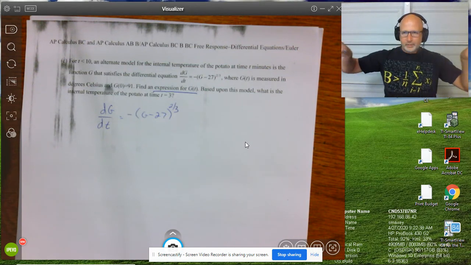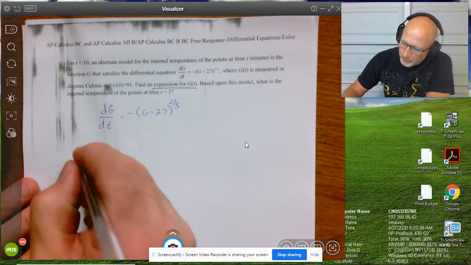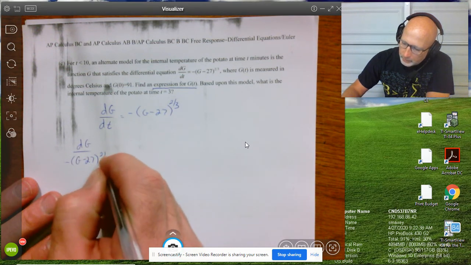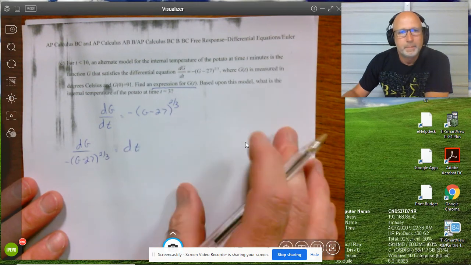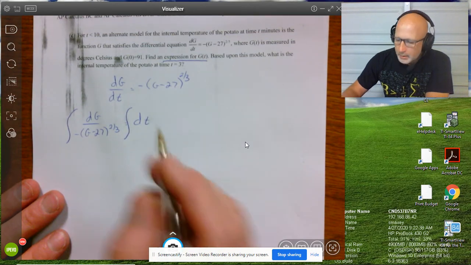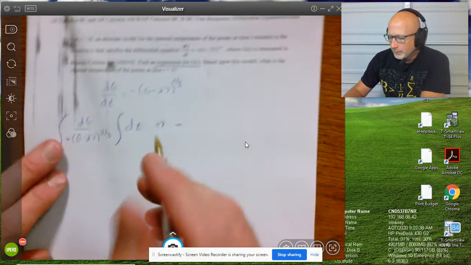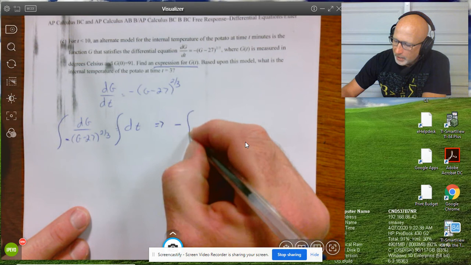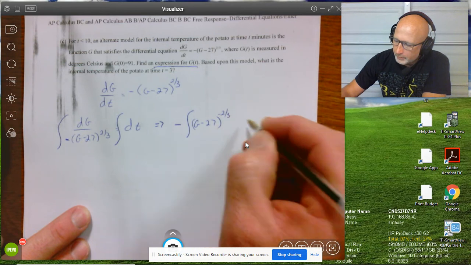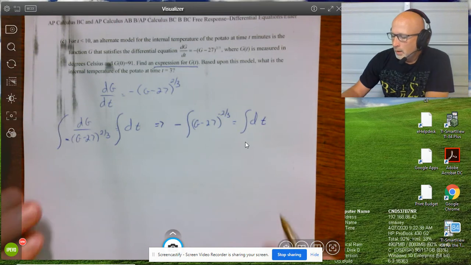We're going to go all the g's to one side of the equation, all the t's to the other side. So I'm going to multiply the dt up and divide this down. So I have dg over negative (g minus 27) to the 2/3 power is equal to dt. Now that I'm here, I'm going to integrate both sides. The negative is a negative, so I can bring it out front. So I'm going to write it as (g minus 27) to the negative 2/3 power, and that's going to be equal to the integral of dt.